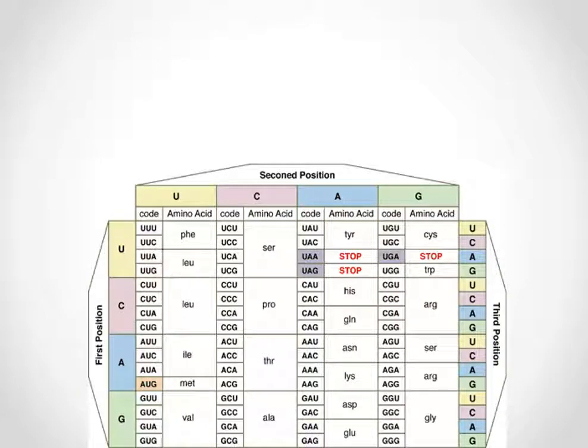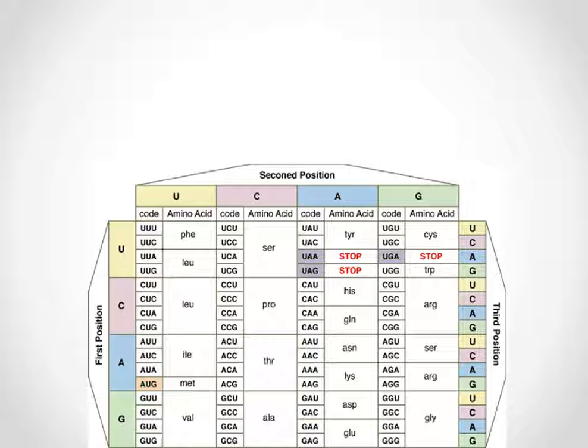If you notice on the graph here, if I have C, C, C, I go from my first position to the left, my second position up top, and then my third to the right. Where they all match up is the particular amino acid. So for CCC, it's pro, for proline. You'll notice that UAA, UGA, and UAG all code for stop. Now remember, AUG is for met, or your starter.